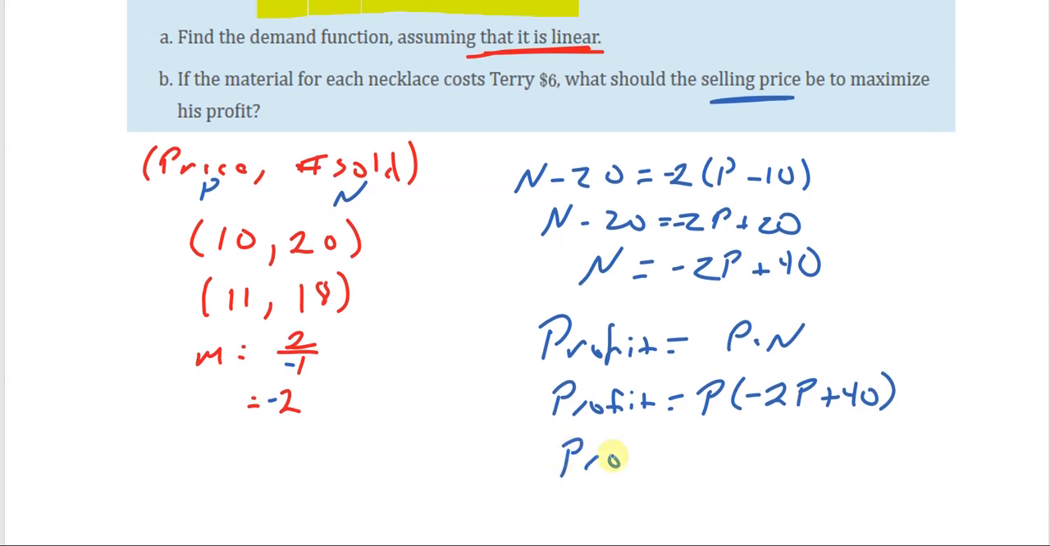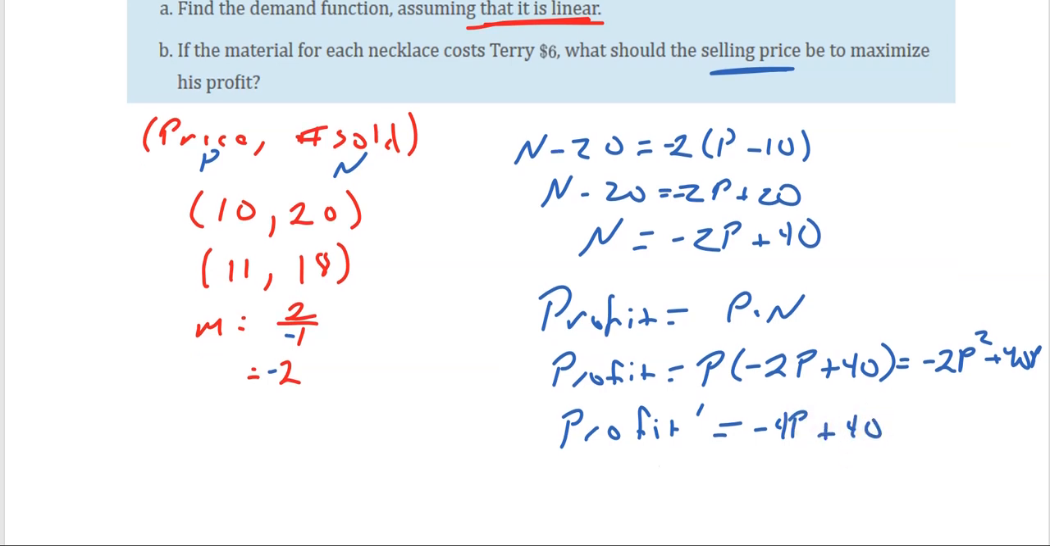I could find the derivative here. So profit prime. Okay. If we multiply those out, it'll be easier for the derivative. Negative 2p squared plus 40p, right? So that's negative 4p plus 40. Set that equal to 0.